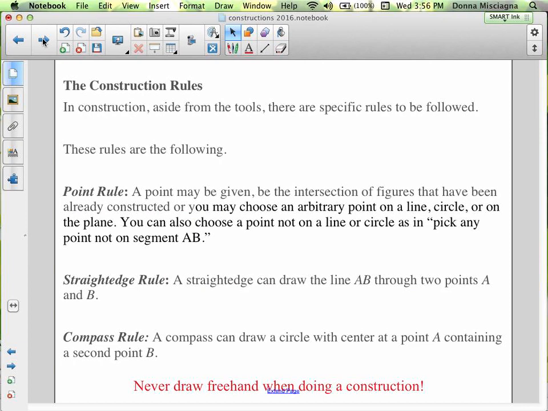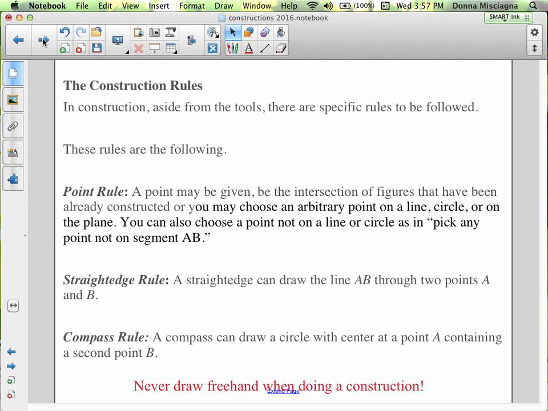So here are some rules for constructions. In construction, aside from the tools, there are specific rules to be followed. These rules are the following. The point rule. A point may be given. It may be the intersection of figures that have been already constructed, or you may choose an arbitrary point on a line, circle, or on a plane.